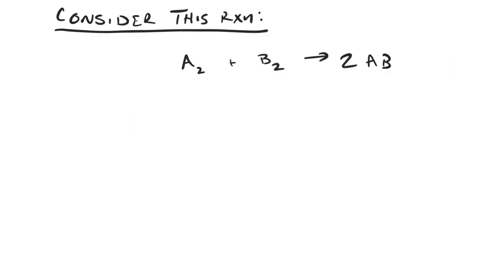So let's think about a reaction where I have A2 reacting with B2 and making 2AB. If I were to draw a particle level diagram for this, let's start there. I always like to start with a particle level diagram where I have A2, which I'm going to say is my big red circles, and B2, which I'm just going to use blue circles, and then I'm going to make two of these AB molecules.